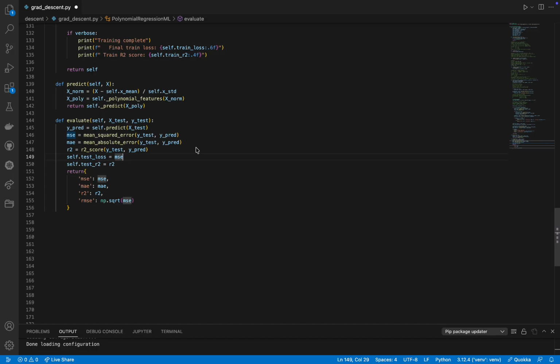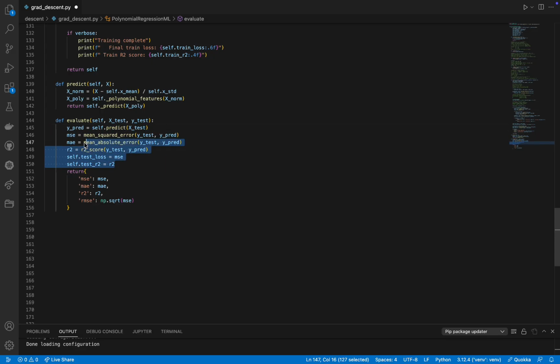The evaluate method computes multiple performance metrics on a test set. It takes X_test and Y_test as inputs. First, it calls self.predict to get predictions. Then it computes four different metrics.